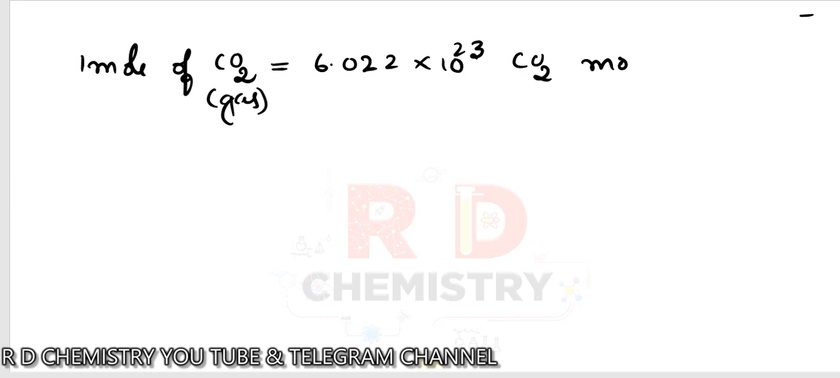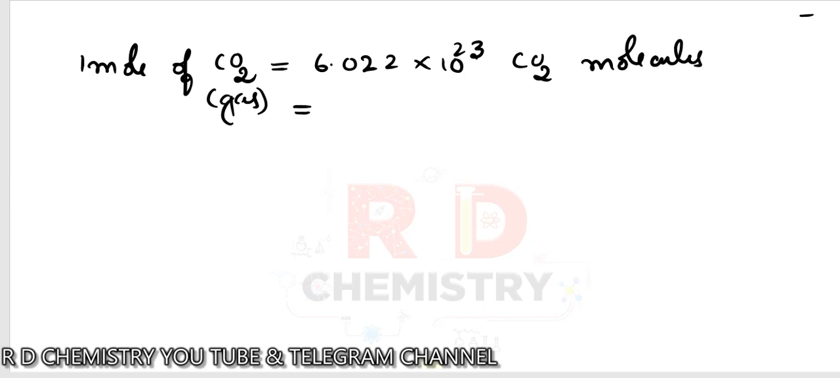Now let me take 1 mole of carbon dioxide. Carbon dioxide is a gas. 1 mole of carbon dioxide is made up of molecules, correct? So there are 6.022 × 10^23 carbon dioxide molecules.